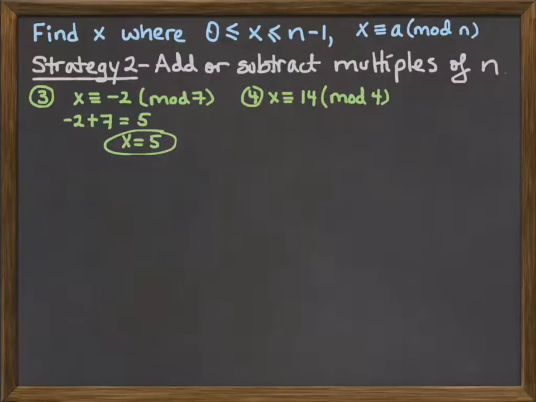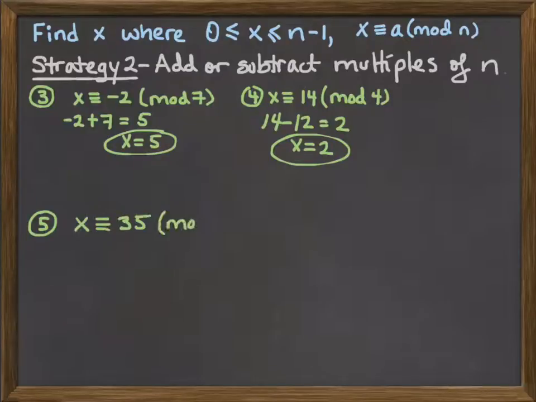As another example, let's say x is congruent to 14 mod 4. I can add or subtract any multiple of 4, but I want to end up somewhere between 0 and 3, so I'm going to go ahead and subtract 12. When I subtract 12, I get 2. 12 is a multiple of 4, and 2 is in the correct range of values between 0 and 3, so that tells me that x equals 2.